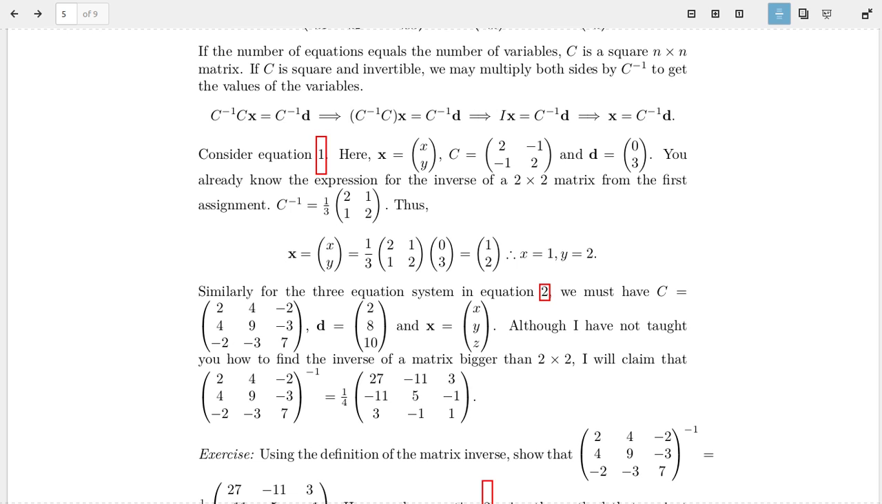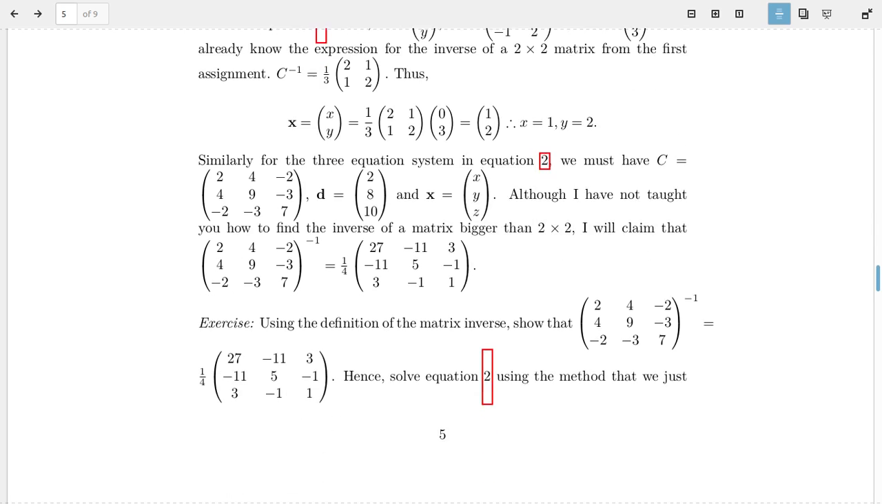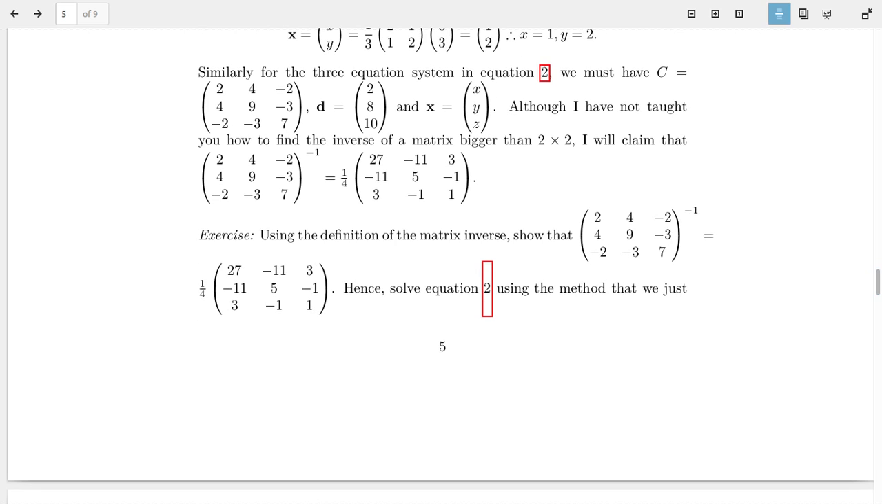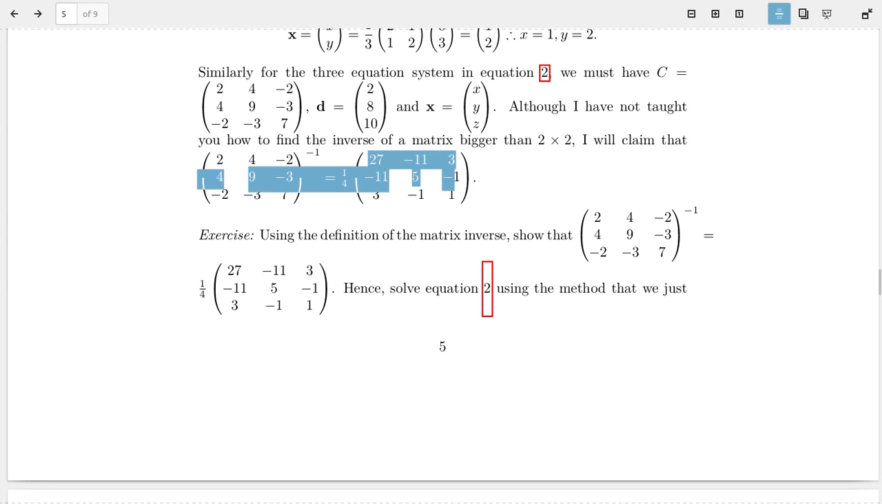Now, in principle, I haven't taught you how to invert a 3 by 3 matrix. But what I'm going to do is plug this 3 by 3 matrix into a computer and write the inverse of the coefficient matrix as 1 over 4, 27, negative 11, 3.